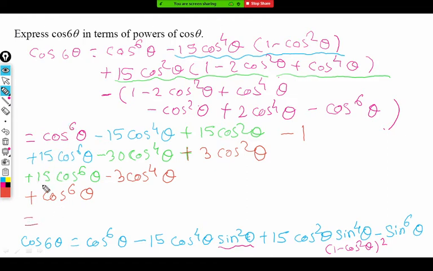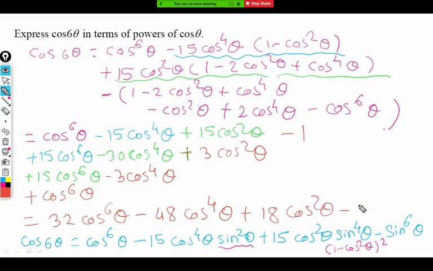And now the final answer will be: just add the cos raised to 6 terms together. This 30 plus 2 is 32, so 32 cos raised to 6 theta. Then 45 minus 48 is the coefficient of cos raised to 4 theta, and plus 18 cos square theta minus 1. That is the value of cos 6 theta. This will be the final answer.